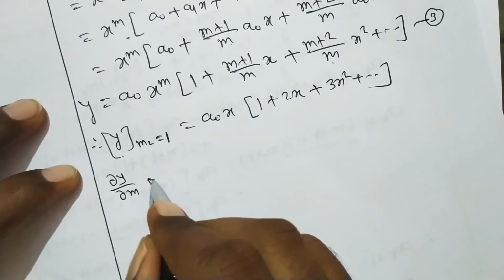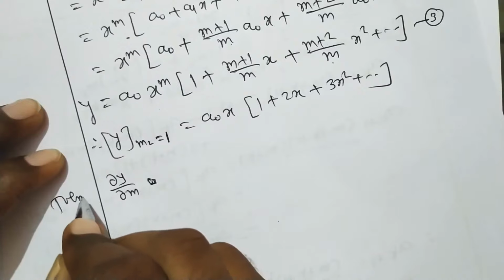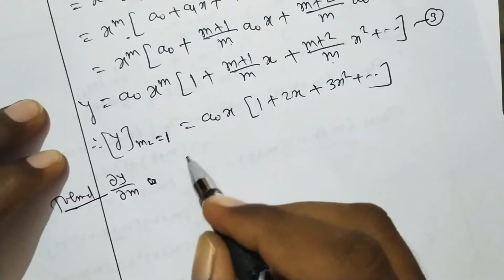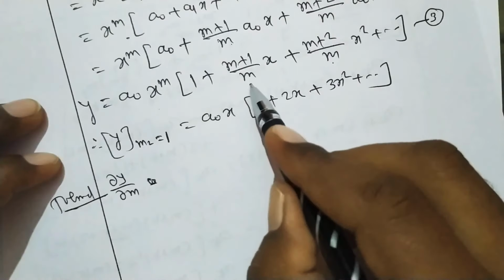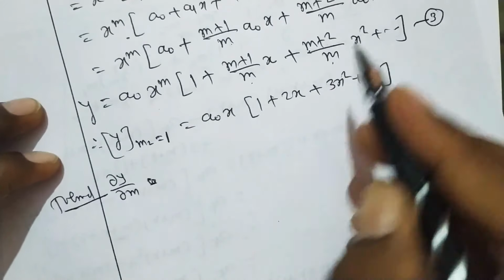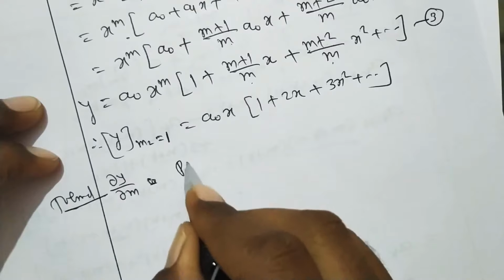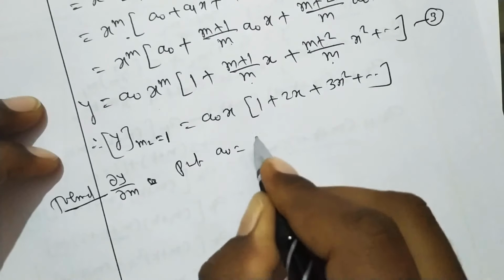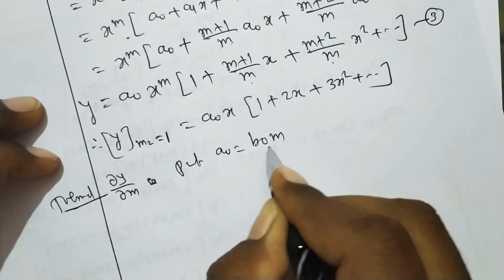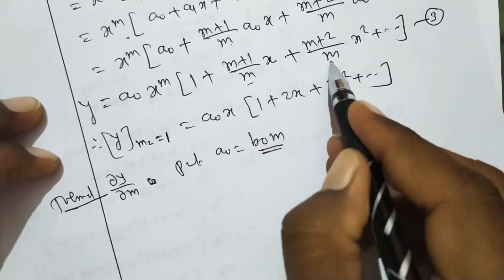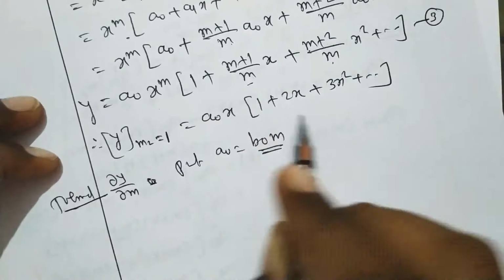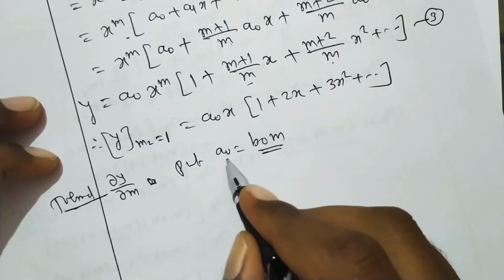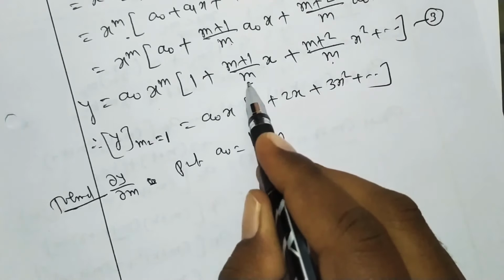Before this, to find dy/dm, we have to find dy/dm at m equal to 0, and if you put m equal to 0 here, then we get infinity. So first we have to put here a0 equal to b0 into m. This m we have to cancel, because there it becomes 0. So remember this step for whichever point you are working with.